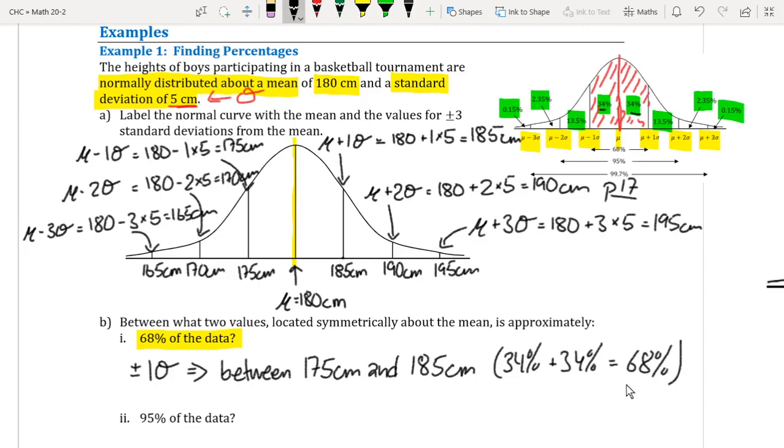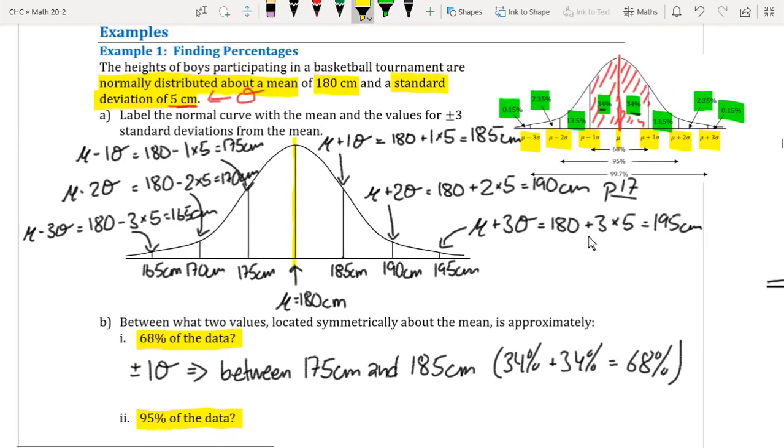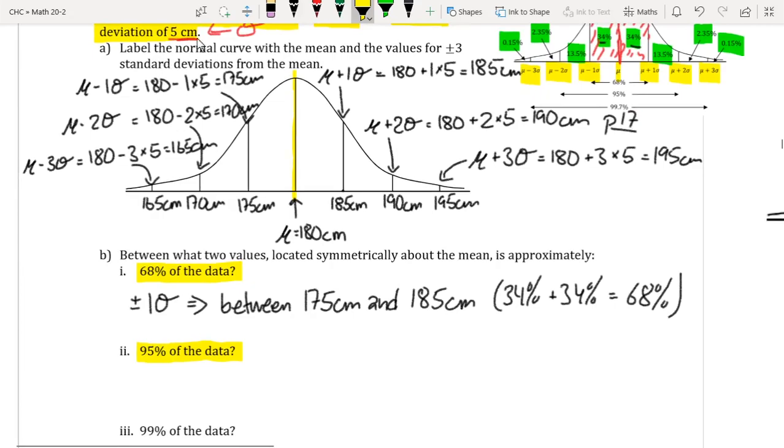Right. Let's look at the next example here. Next question. So now we're asking between what two values is 95% of the data. Again, we're looking symmetrically about the mean. So for 95%, we look at our graph up here. We take 13.5 plus 34 plus 34 plus 13.5. That's going to be 95. So we can say that it's going to be plus minus 2 standard deviations about the mean.